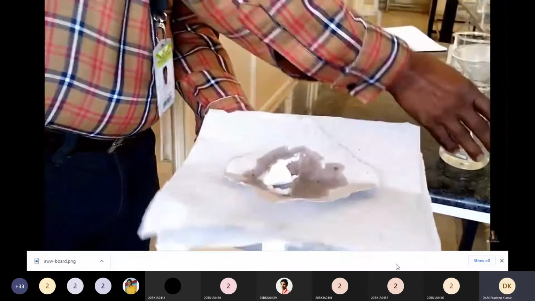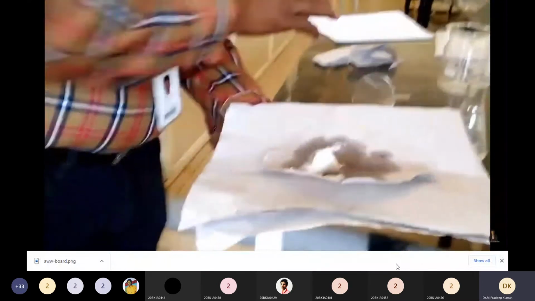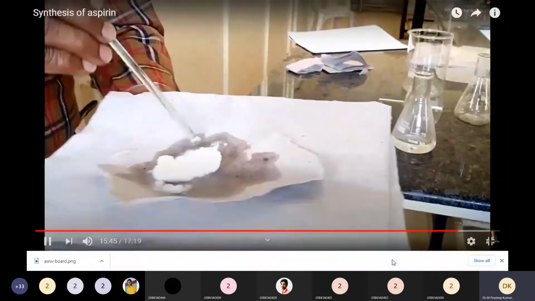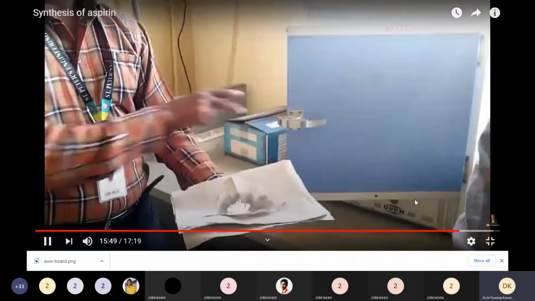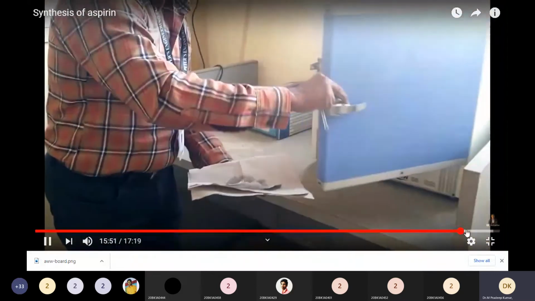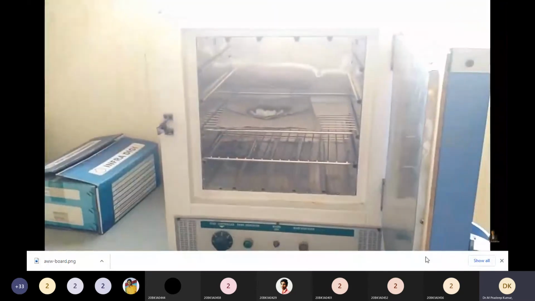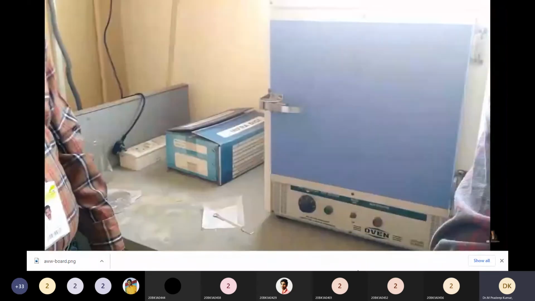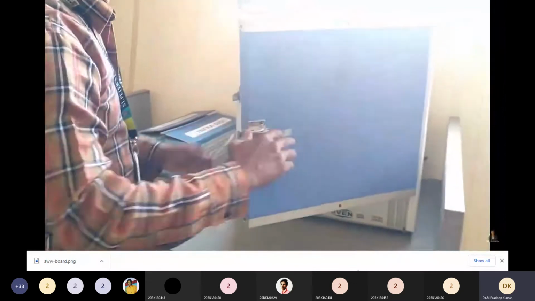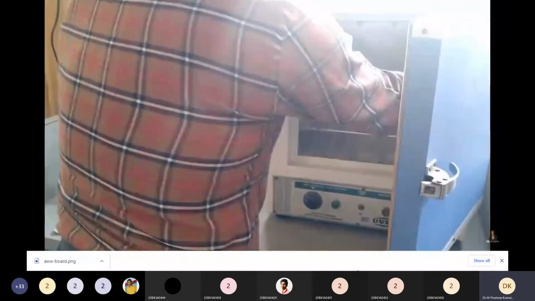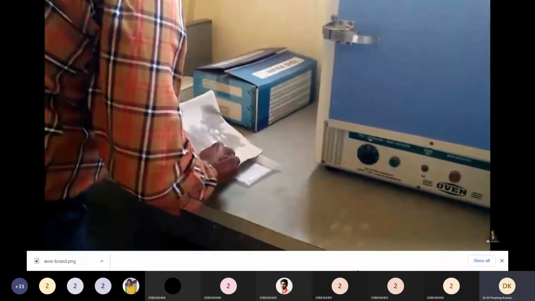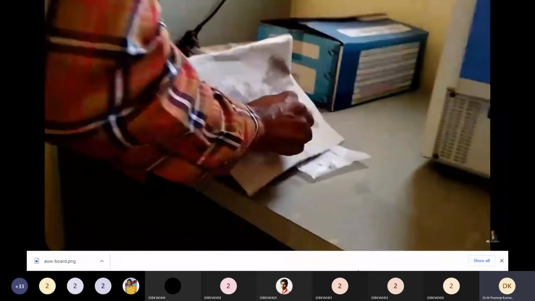Some water is there, so we have to keep it in the oven. This is the oven, so we keep it for half an hour like this. Close it. After half an hour, open it and take the compound on butter paper. This is the crude compound.